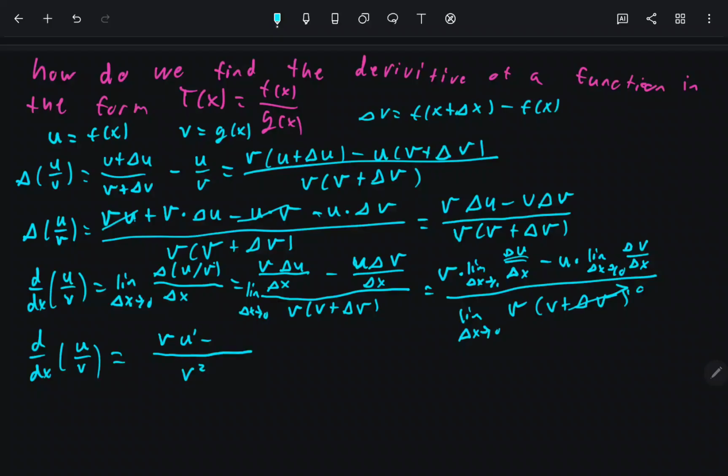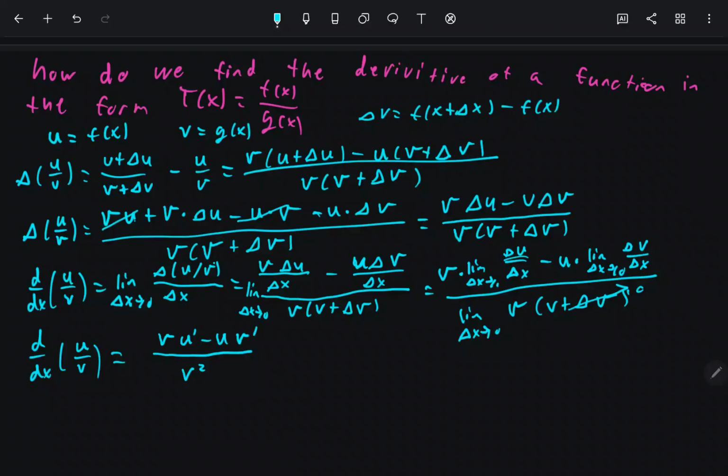Minus, well, once again, this u is just a constant theoretically. Just kidding, it's not a constant, but it's a function. But it's not dependent on this change of x. But this over here is. This is the derivative with respect to v. So we finally have arrived to our quotient rule.